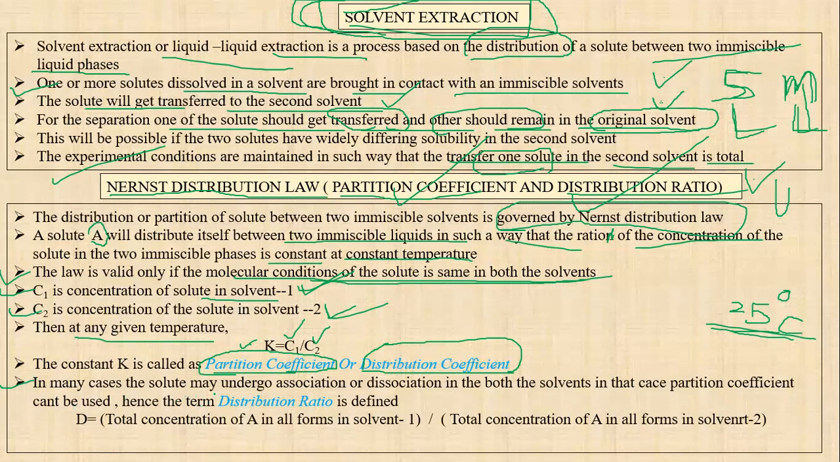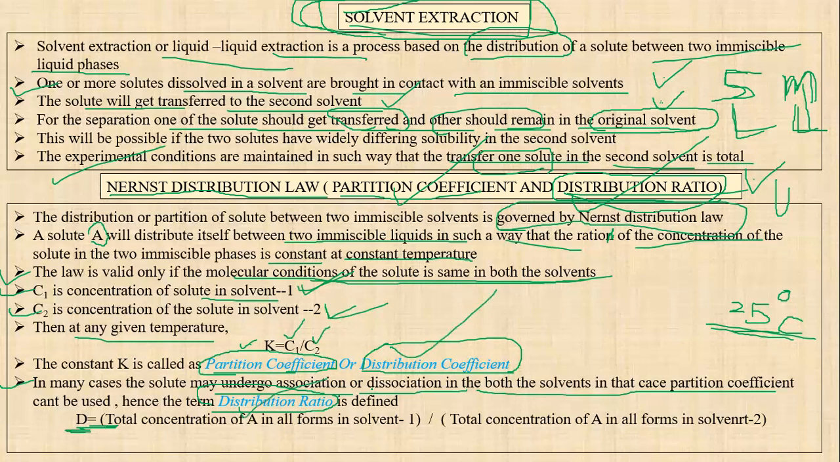What happens if the molecular conditions do not remain the same, meaning if the molecules undergo association or dissociation? In that case the partition coefficient or distribution coefficient can be termed the distribution ratio, which is shown by the term D. Here in this case the distribution coefficient will now become the distribution ratio.